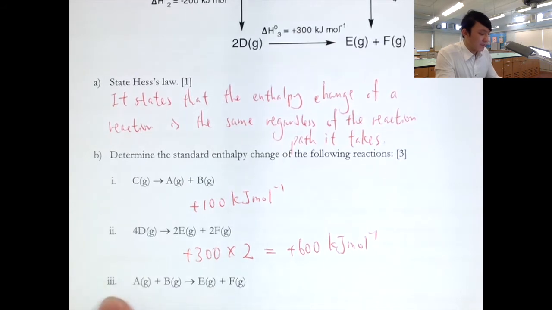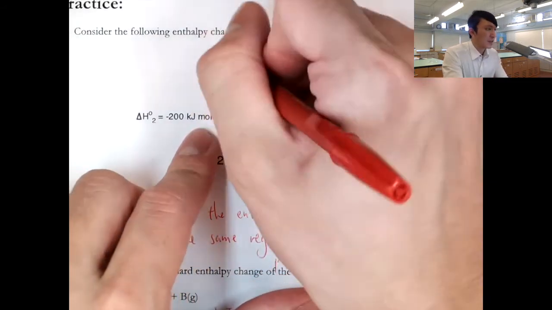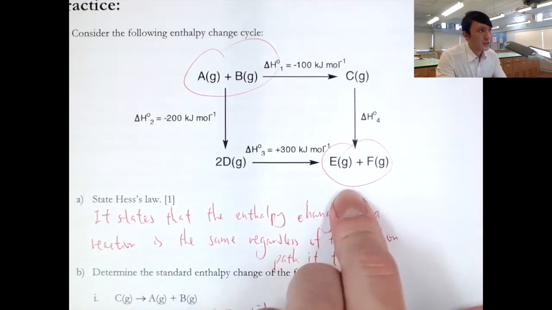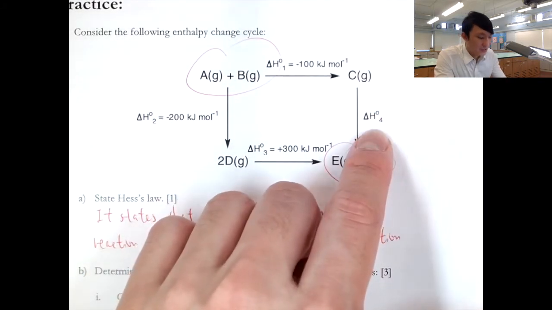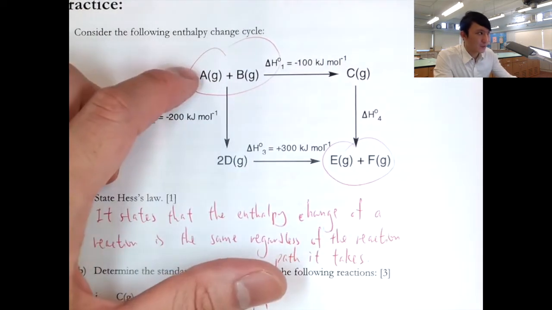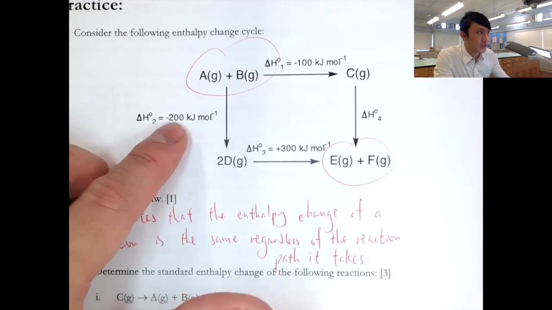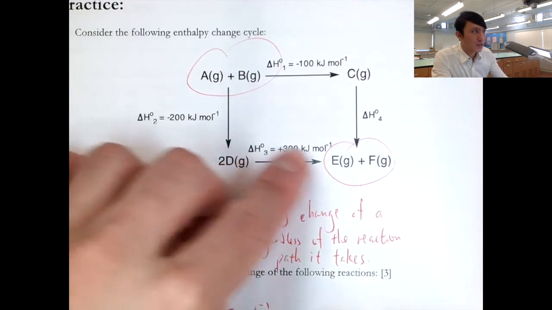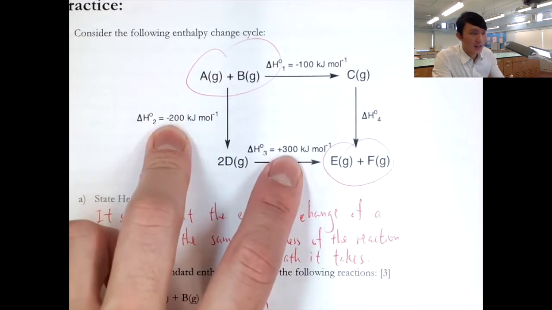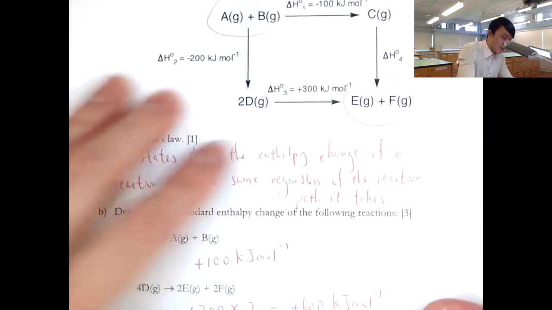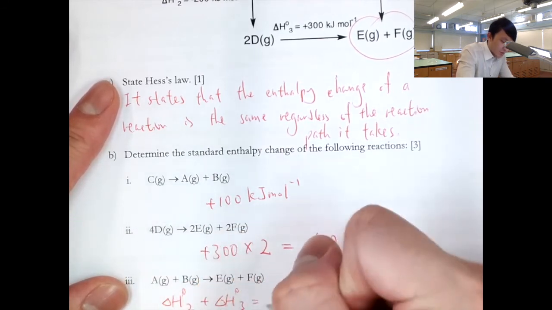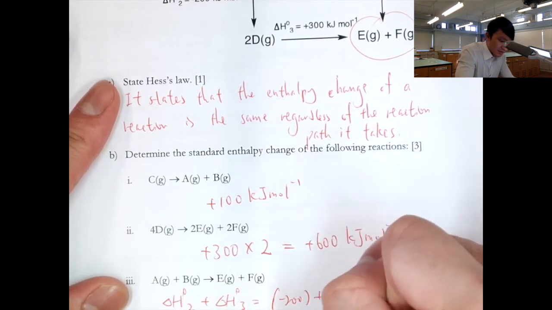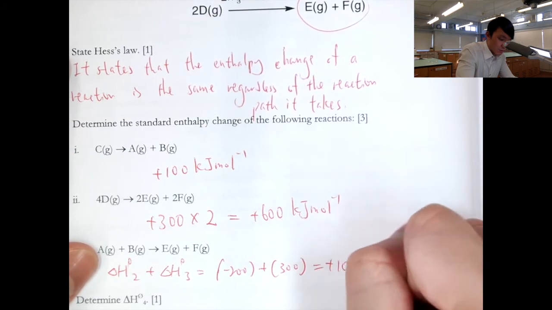And what about 3 here? A reacts with B to form E and F. So A and B is over here, E and F is over here. So actually, you can make use of this route or this route. But here we don't have delta H naught 4, right? So perhaps we can look at this route. A plus B can first react with D with the enthalpy change here, and then the 2D here reacts to form this one. So this path consisting of these two processes, we just have to add the enthalpy terms together. So we can put down delta H naught 2 plus delta H naught 3 equals 200 plus 300, which is equal to positive 100 kilojoule per mole. Okay?